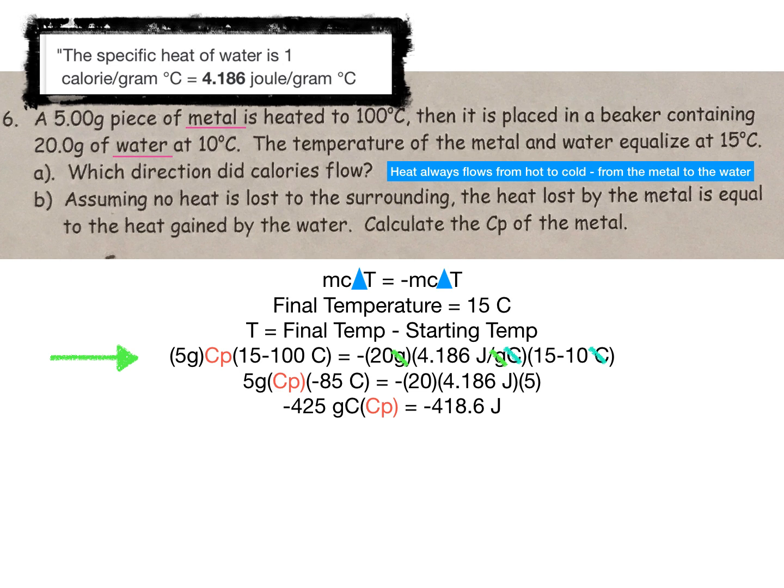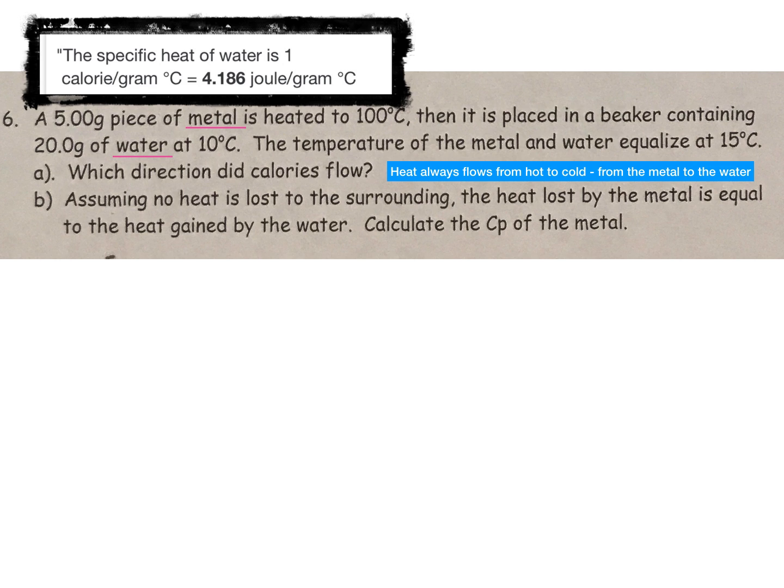When setting up your mcΔT equals negative mcΔT equation, let one side hold the metal values and let the other side hold the water values. Multiply all the numbers together on the right and then all the numbers on the left, and be sure to cancel out your units. Get your specific heat, C lowercase p, by itself by dividing both sides by a negative 425 grams Celsius.